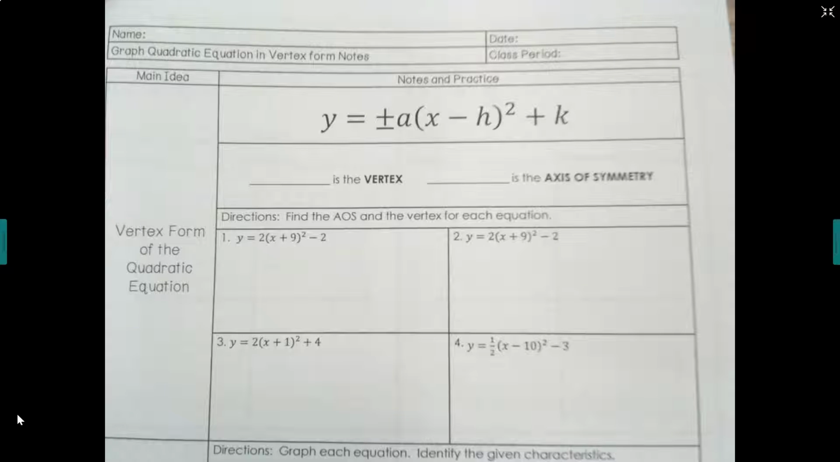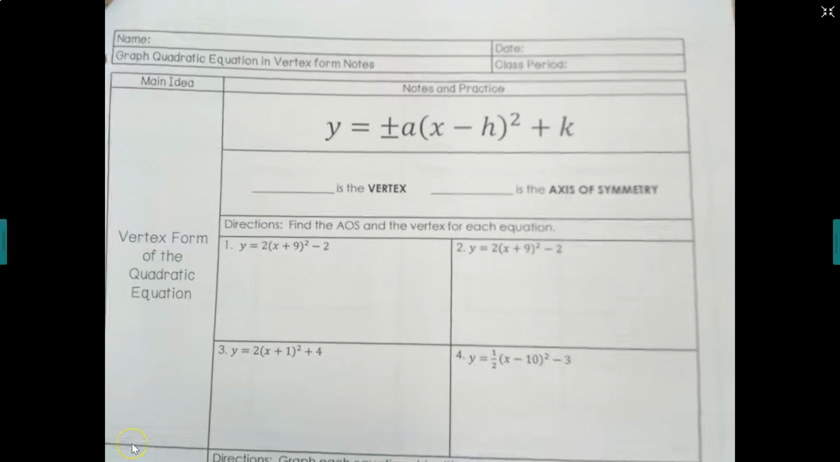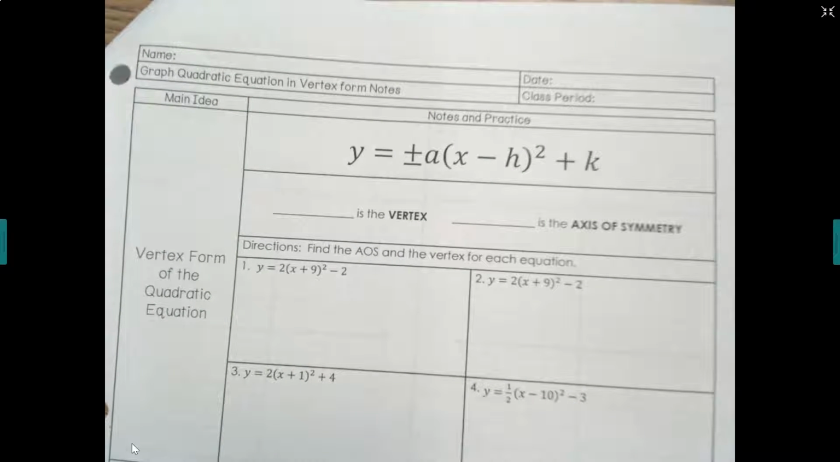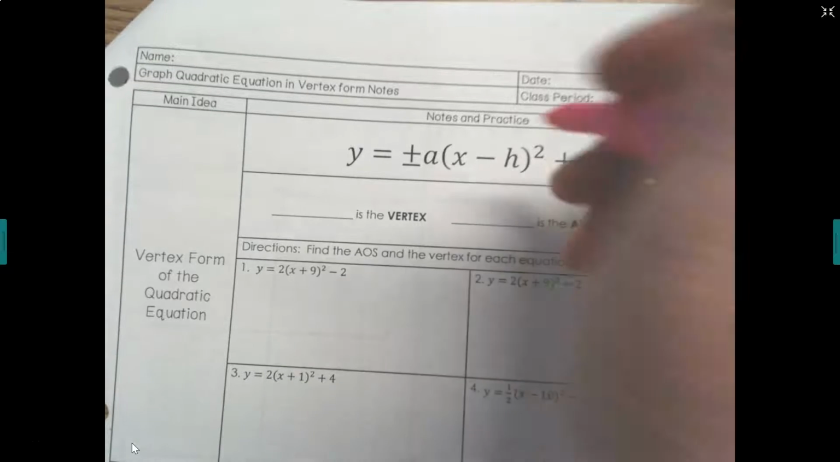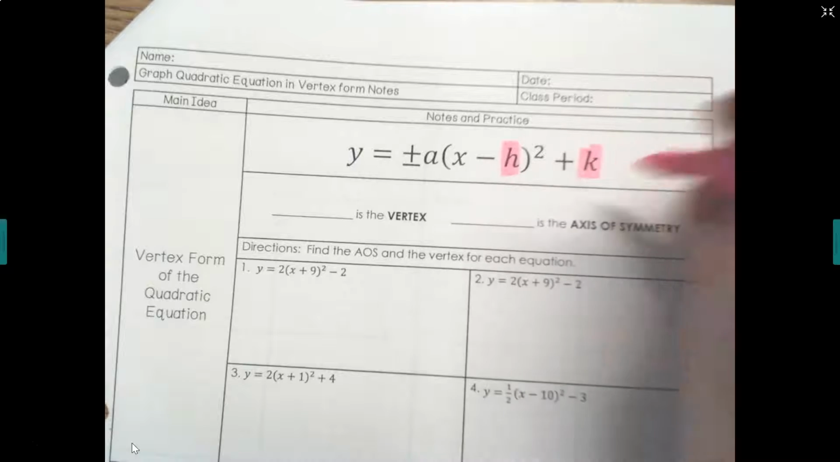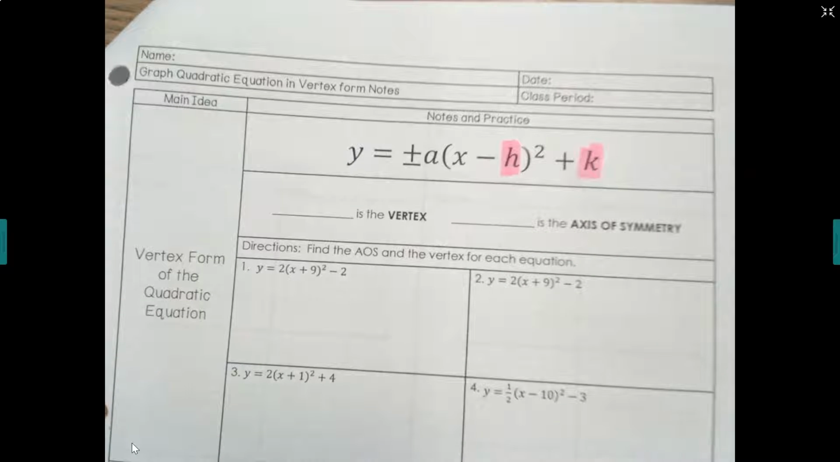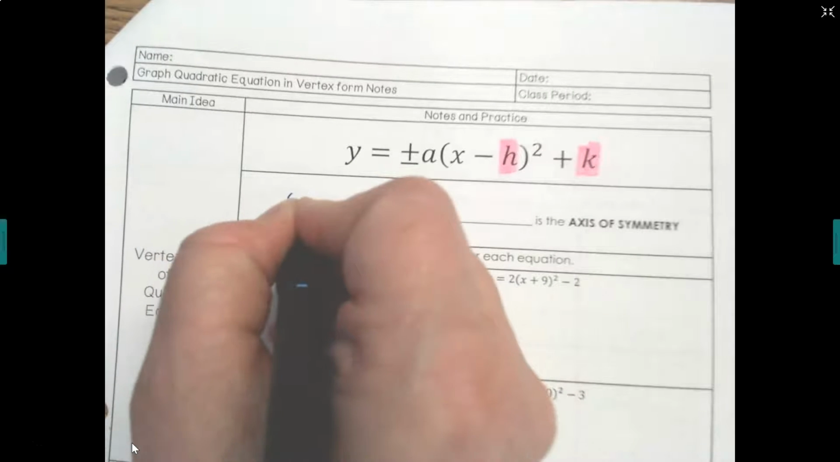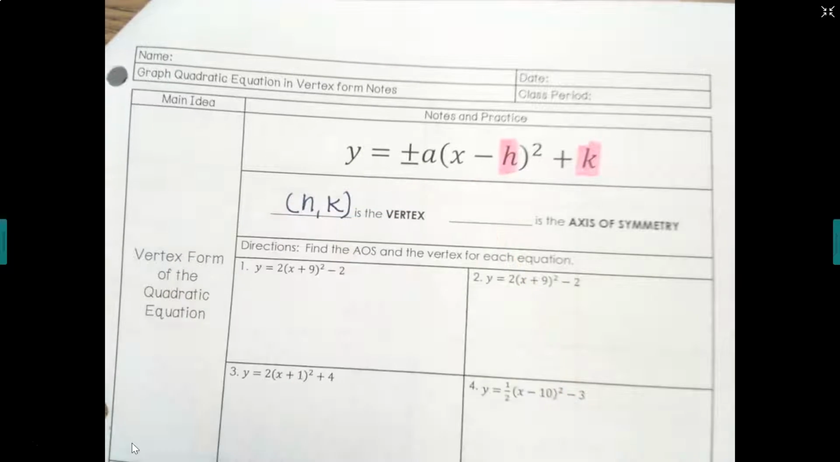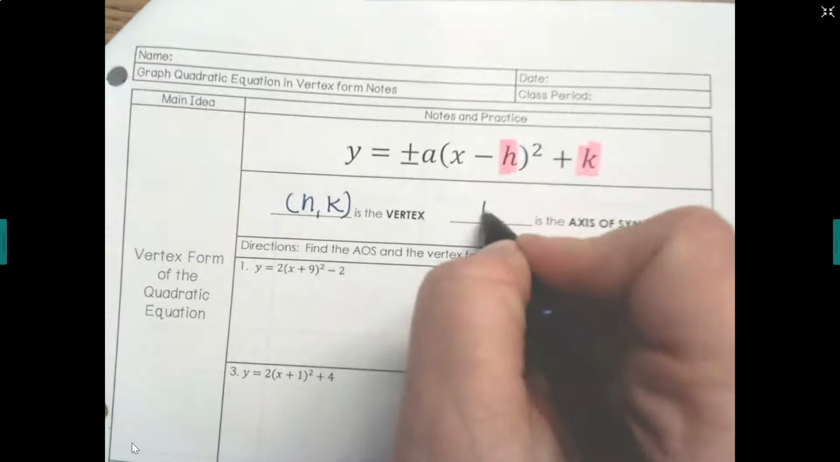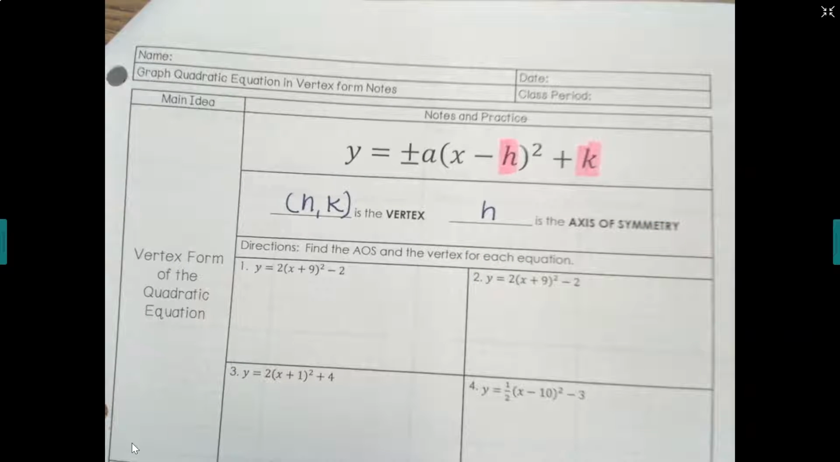Okay, at the top of our page here, I have until now been giving you the quadratic equation in standard form of ax squared plus bx plus c. But it's not always just in that form. We can see this in different versions of the equation also. This is called vertex form. And the reason it's called vertex is because the values h and k are your vertex. Okay, so h and k are the vertex, and your value h is your axis of symmetry.